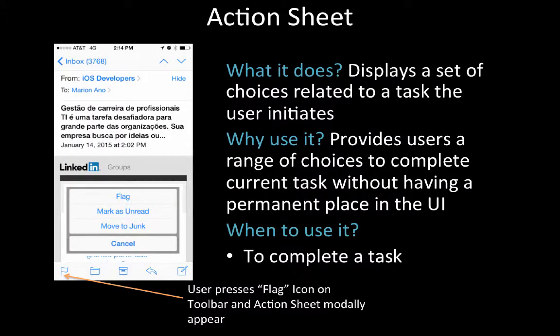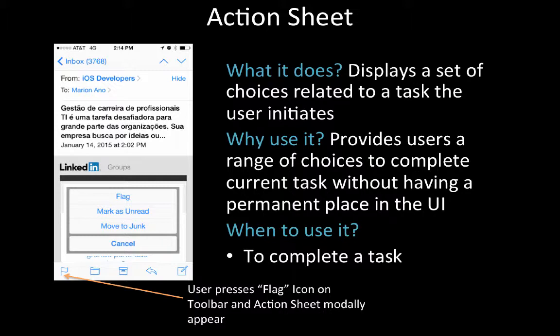Now we're going to head into the action sheet. What it does: it displays a set of choices related to a task that the user initiates. Why use it? It provides users a range of choices to complete the current task without having a permanent place in the UI. When to use it? Of course, when the user completes a task.